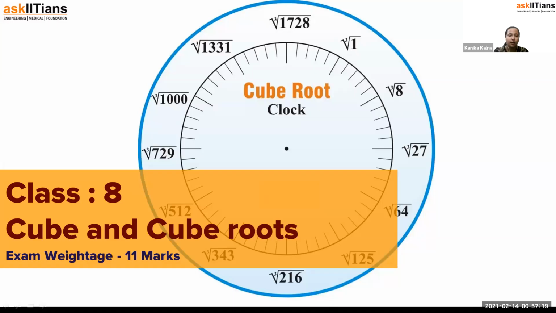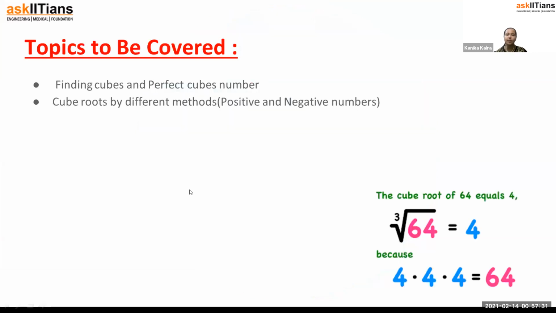So let's understand through slides what this topic means. Let me share my slides with you. Alright, so the weightage for this chapter in the exams is 11 marks, and let's understand how we solve and how we get cubes and cube roots of a number. In this, we will be talking about how to find the cubes and how to find the perfect cube numbers. Also, we will be learning how to find the cube roots of positive and negative numbers. So let's understand them one by one.